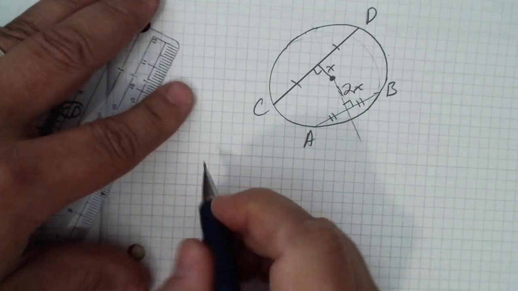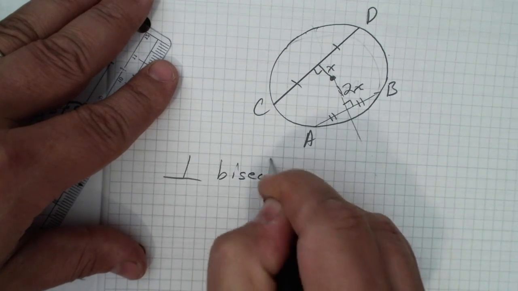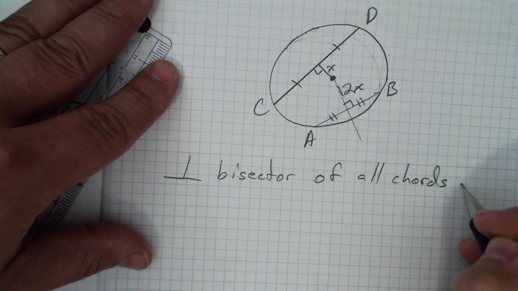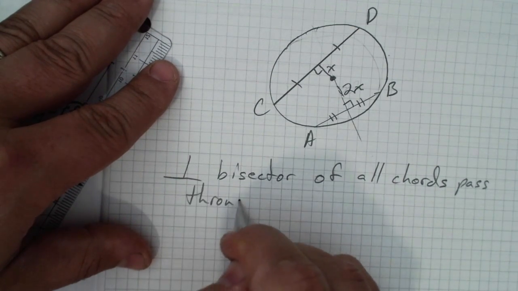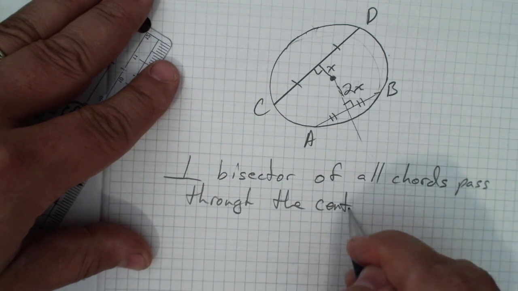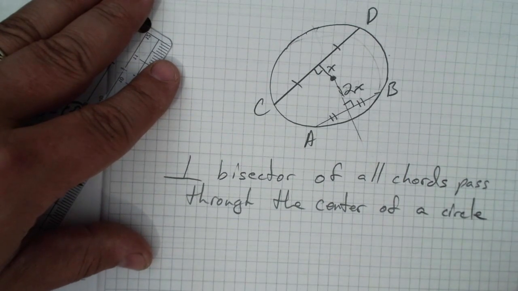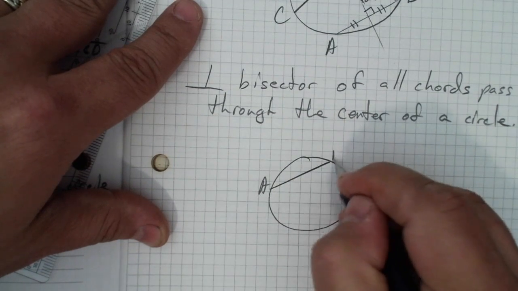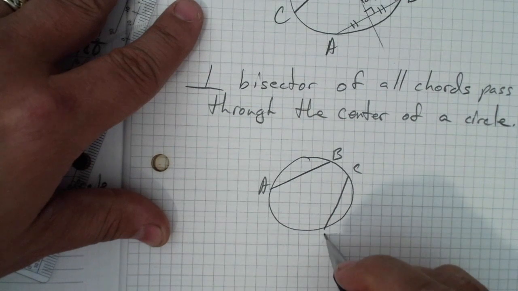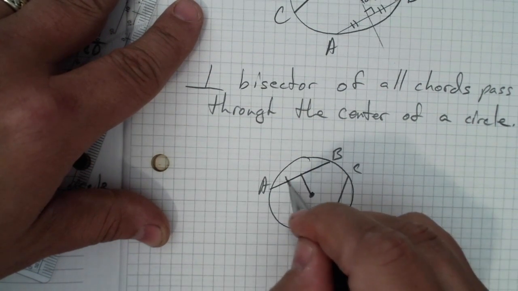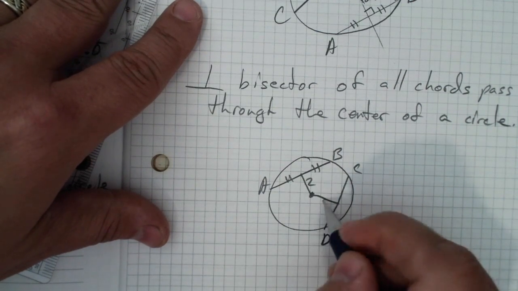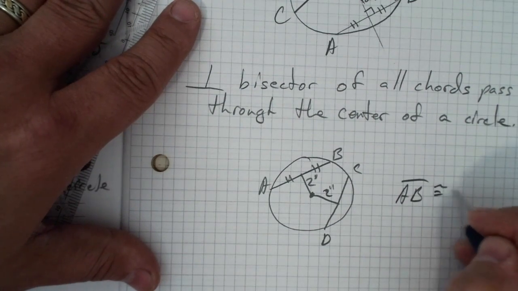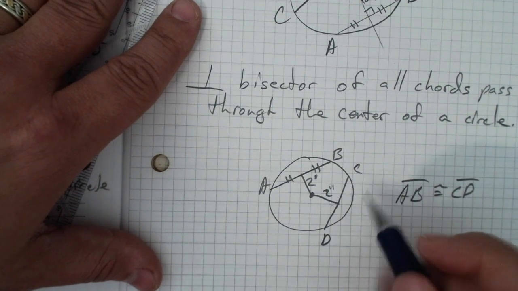Okay, but the biggest thing is knowing that the perpendicular bisector of all chords pass through the center of the circle. Like I was saying though, if we know that chord AB and chord CD were both 2 inches away from the center of the circle, then AB would have to be congruent to CD because they're the same distance away from the center.